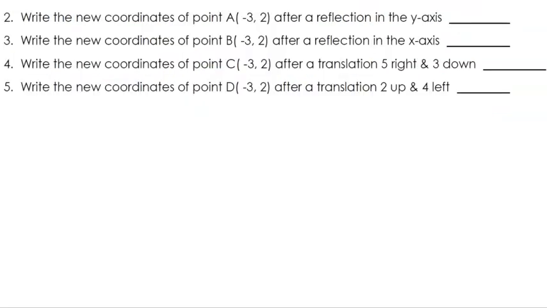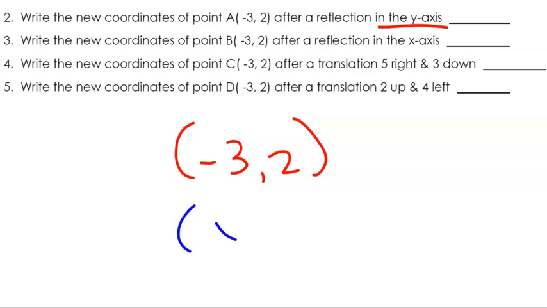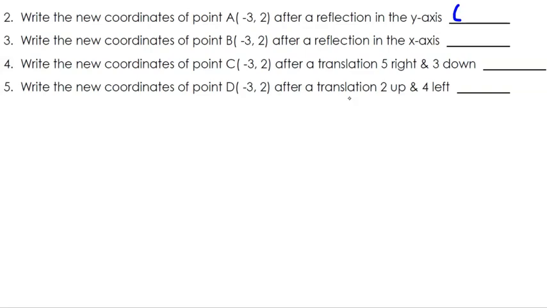Numbers 2 through 5 ask you to perform a transformation using a mathematical rule. So for the first one, we're going to take this point, (-3, 2), and we're going to reflect it over the y-axis. And when you reflect over the y-axis, your point will change the opposite sign. So if you reflect over y, you change the sign of x. So that means our answer here will be A prime, that's the new point, and it will be (3, 2).